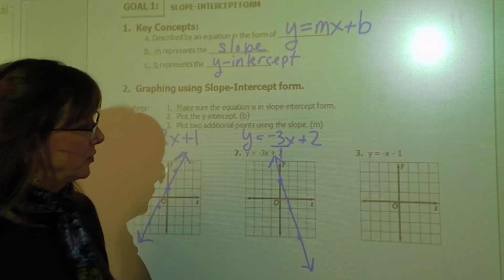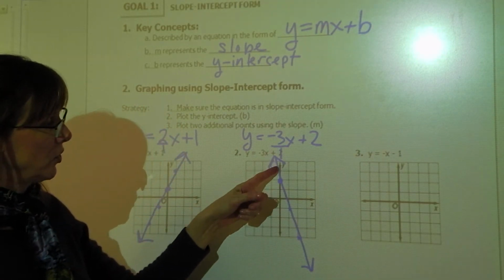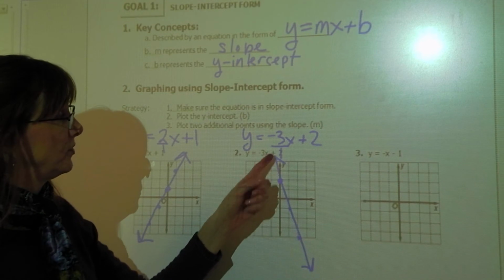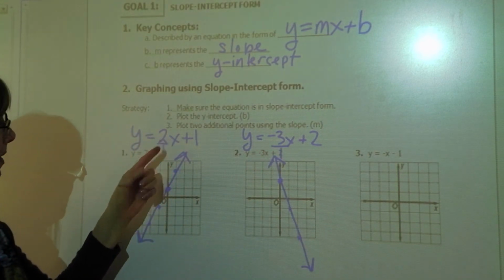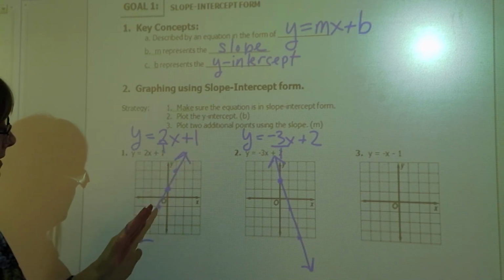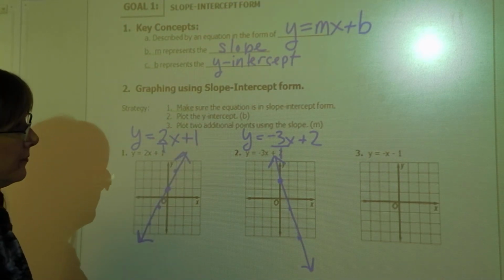One thing you should always do is go back and check your line. Notice the slope of this line is negative because your slope is supposed to be negative, right? You have a negative 3. Here, our slope was positive 2, and so notice that that line tilted upward from left to right.